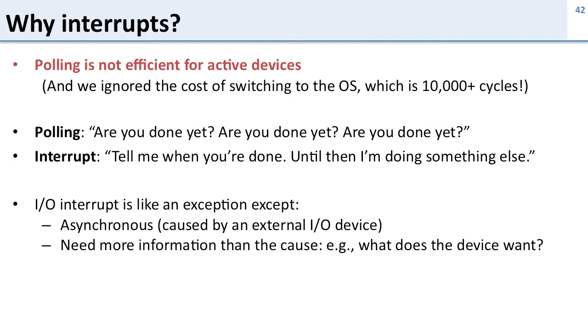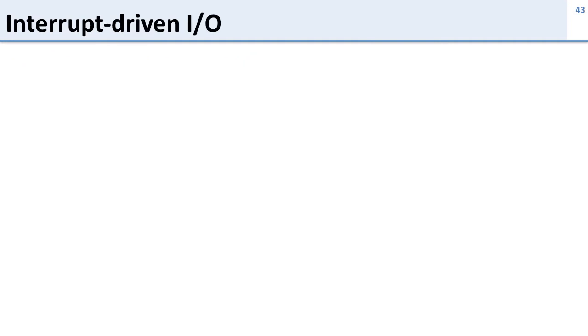So an I/O interrupt is just like the exceptions that we looked at before. It's asynchronous because there's an external I/O device which is saying, hey, I've got a network packet, now I need to interrupt. And you also need more information than just the interrupt. So if you get an interrupt from a network device, you need to find out, what does it mean? Does it mean you have data, or it's done sending the data, or there's an error, or what is going on? So let's take a look at interrupt-driven I/O.